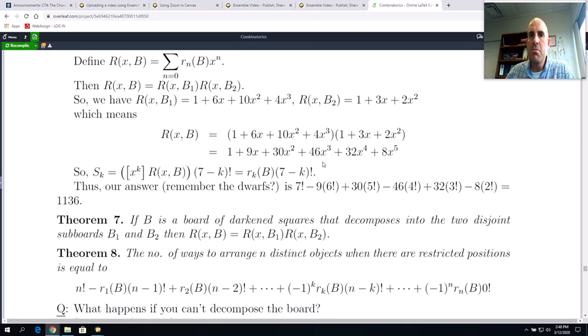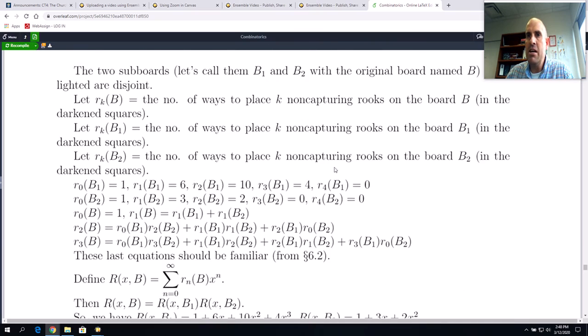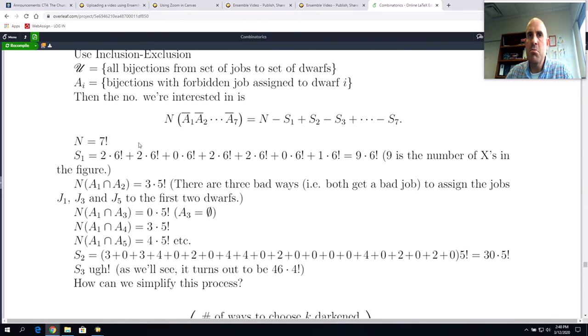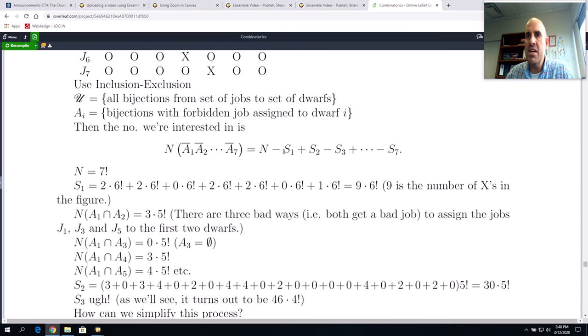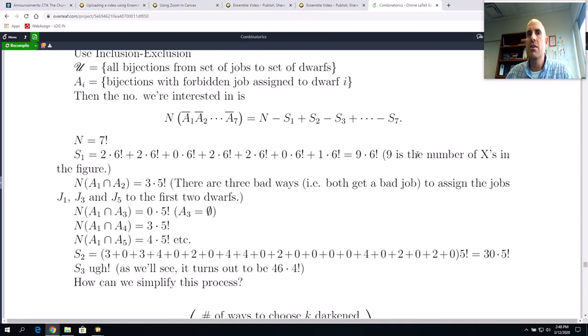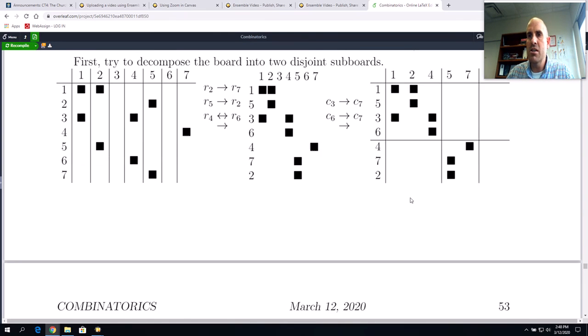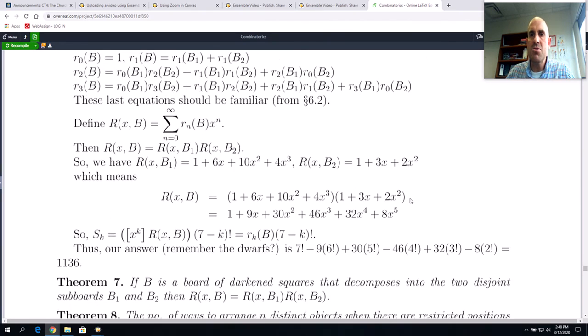And remember, going back up here, we had a formula for the number of ways to place dwarves. It was n minus s1 plus s2 minus s3, etc. And we started computing that. We had 9 times 6 factorial. We went down here. We ended up with 30 times 5 factorial for s2. That was a little ugly. But now look at how simple this is.